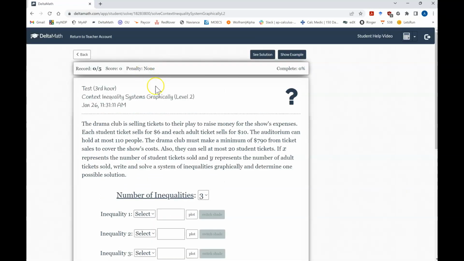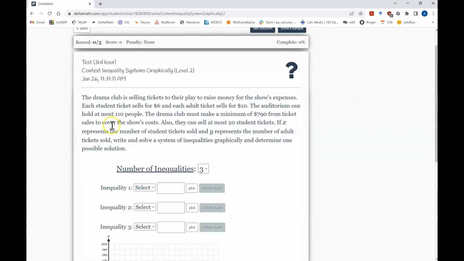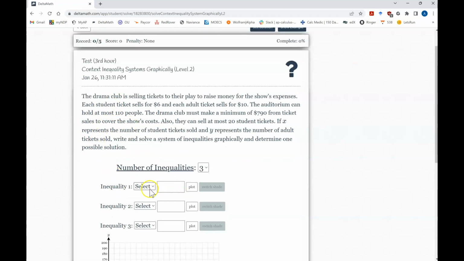So this is the fourth set of problems from the Delta Math. So we give you a story and ask you to write the inequalities and then do some stuff with them. So first thing I'm going to do is read the question. It says that the drama club is selling tickets to their play to raise money for the show's expenses. Each student ticket sells for $6 and each adult ticket for $10. The auditorium can hold at most 110 people. The drama club must make a minimum of $790 from ticket sales to cover the show's costs. Also, they can sell at most 20 student tickets.